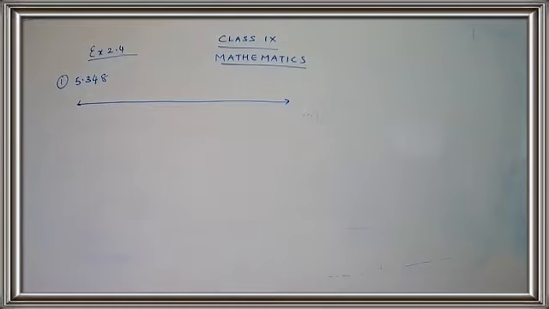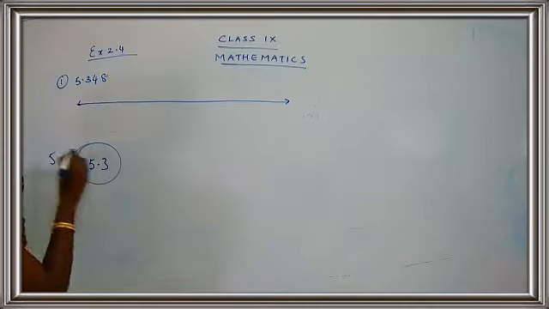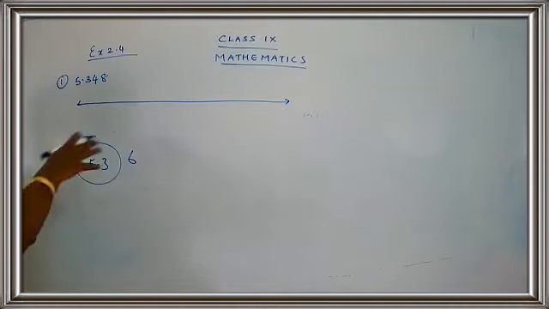Okay. So now what is the number we have? We have the number 5.348. Okay, so it's 5.348. The whole number part is 5. That means this number is going to lie between 5 and 6. 5.3 means this number will lie between 5 and 6, somewhere between 5 and 6.